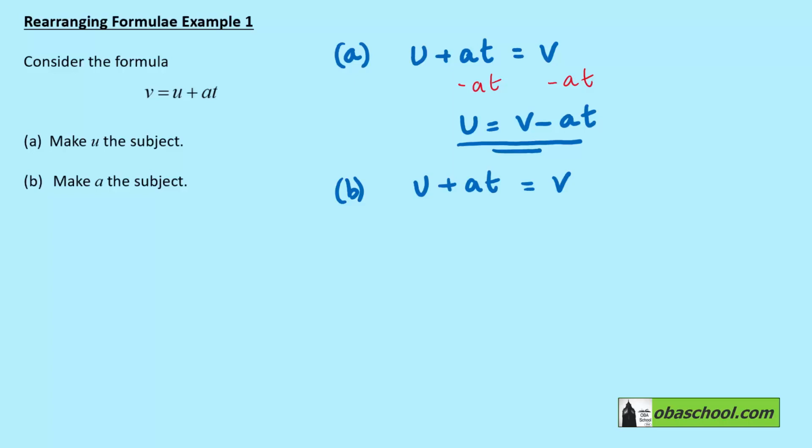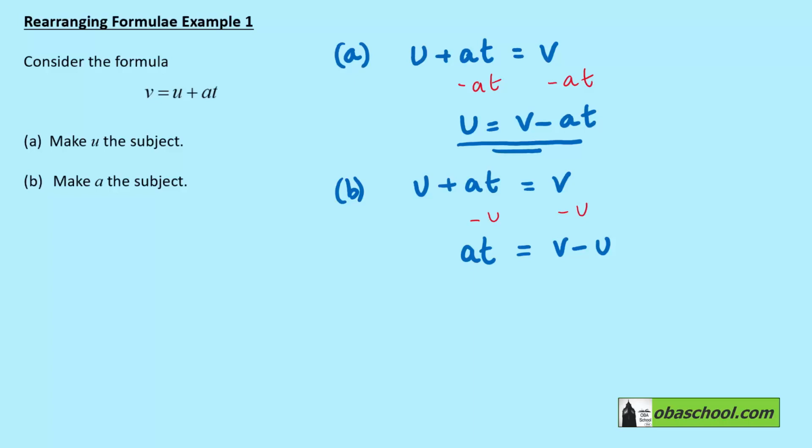I'm going to move the u first. So I'm going to start by subtracting u from both sides. So that would leave me with at on this side and v minus u on this side.